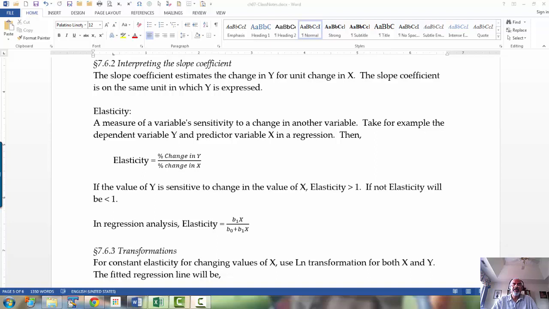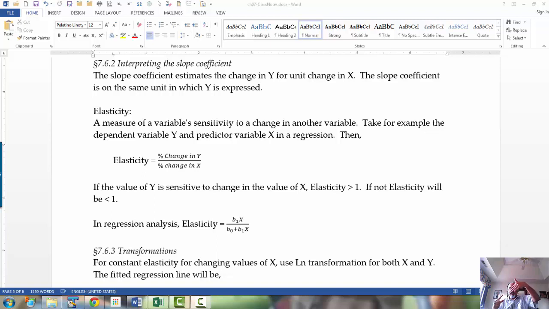Now let's try to understand what the slope coefficient actually means and how we can use the slope coefficient to gain more insight into how y will react to the x values. So the basic interpretation for slope is rise over run. So for 1 unit increase in x, how much will y increase?